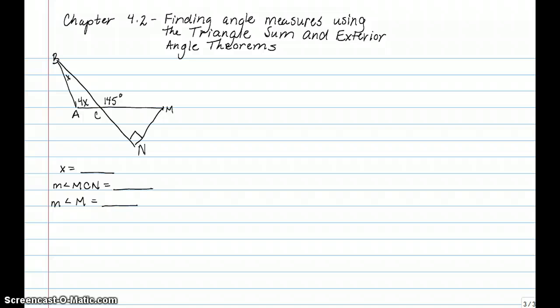Okay, we continue with the objective, finding angle measures using the triangle sum and exterior angle theorems. Now, you can see that x and 4x are the interior non-adjacent angles to 145, the exterior angle 145 for triangle ABC. So if I take the measure of angle A plus the measure of angle B, it's going to equal 145 degrees.